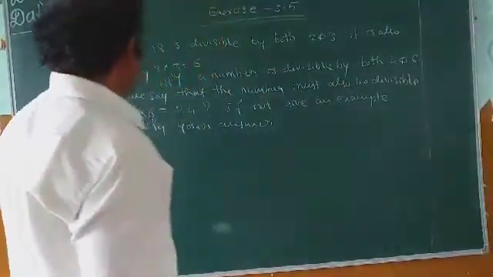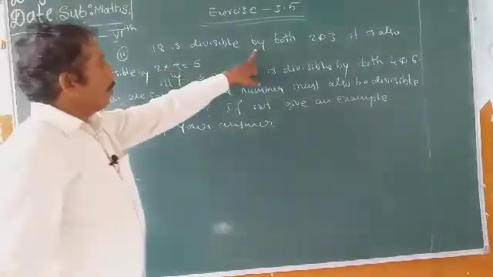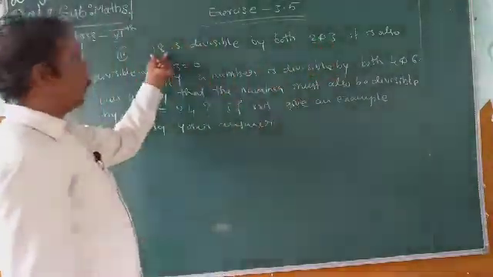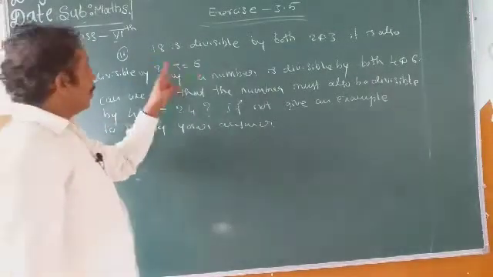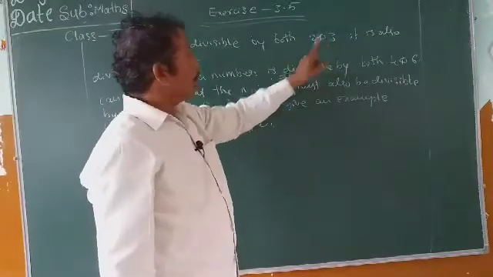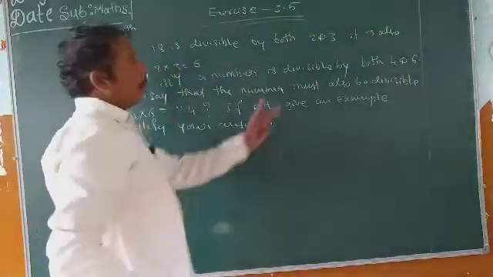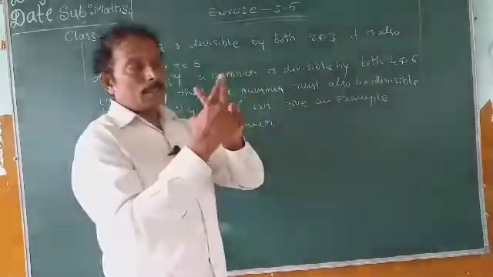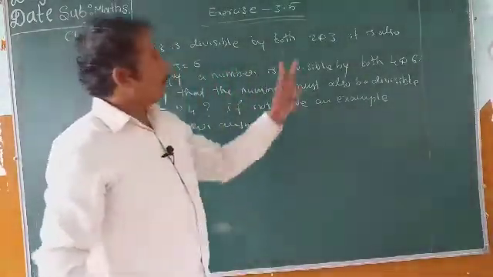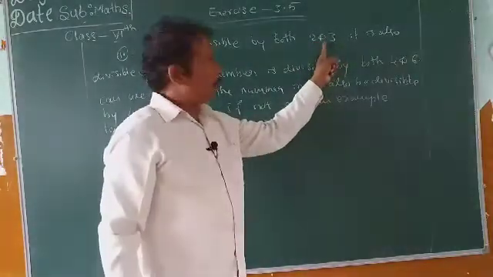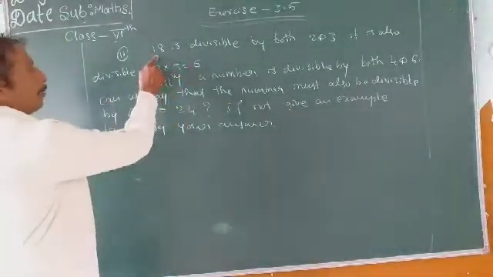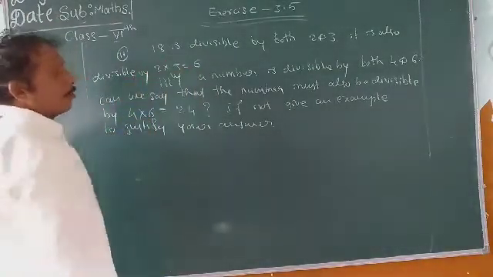Students, look at the question. 18 is divisible by both 2 and 3 because 2 and 3 are the factors of 18. Similarly, the number 18 must be divisible by 2 into 3, 6, because a number which is divisible by two different numbers will be divisible by the product of those two numbers. Product of 2 and 3 is 6. Therefore, 18 must be divisible by 6.